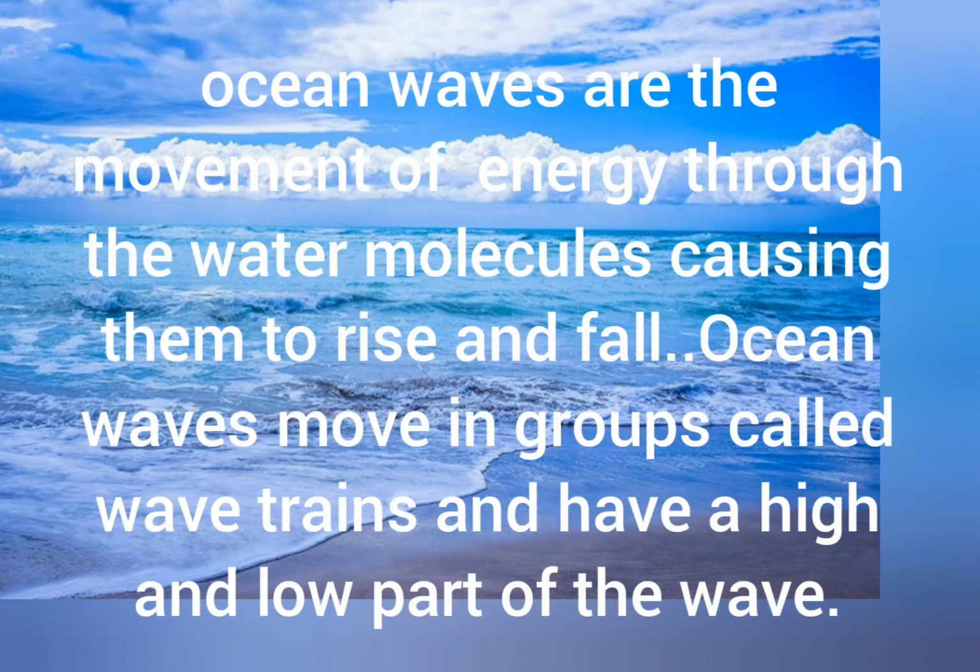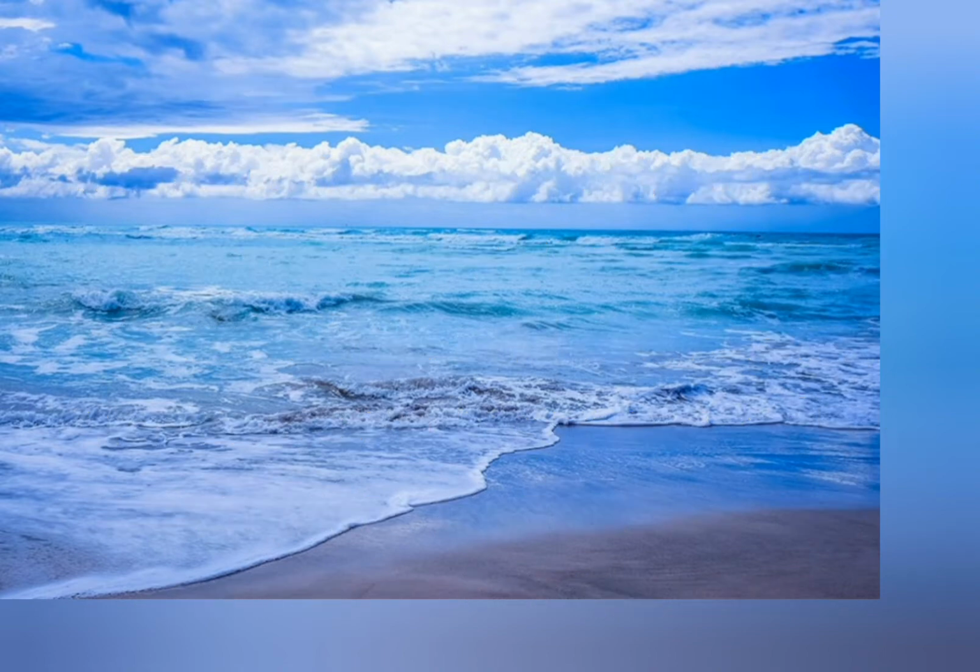Ocean waves are the movement of energy through the water molecules causing them to rise and fall. So they move in a train, or consecutively, and have a high and low part of the wave. As the energy is transferred to the water, ripples are formed in lakes and waves in the oceans. The stronger the wind, the larger the waves.